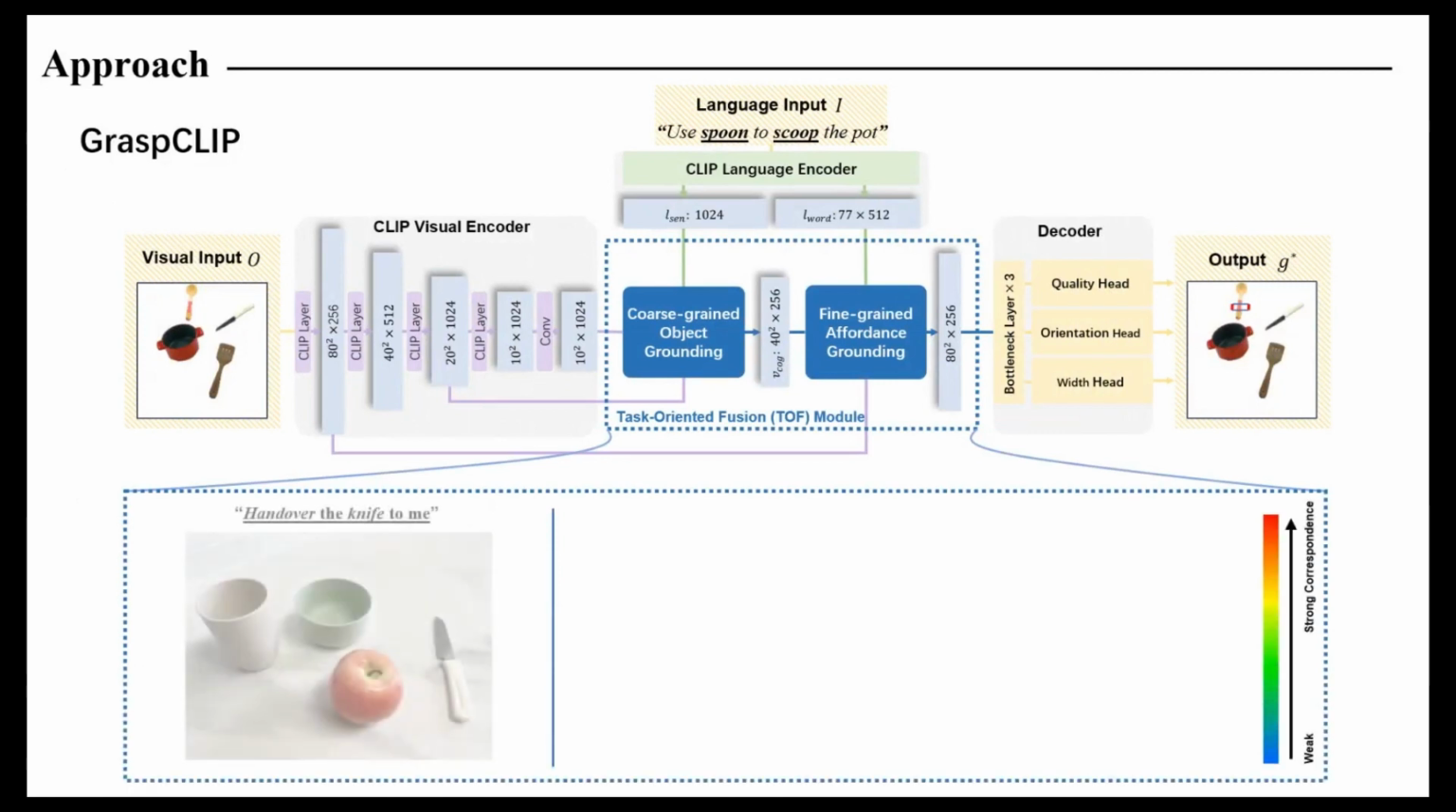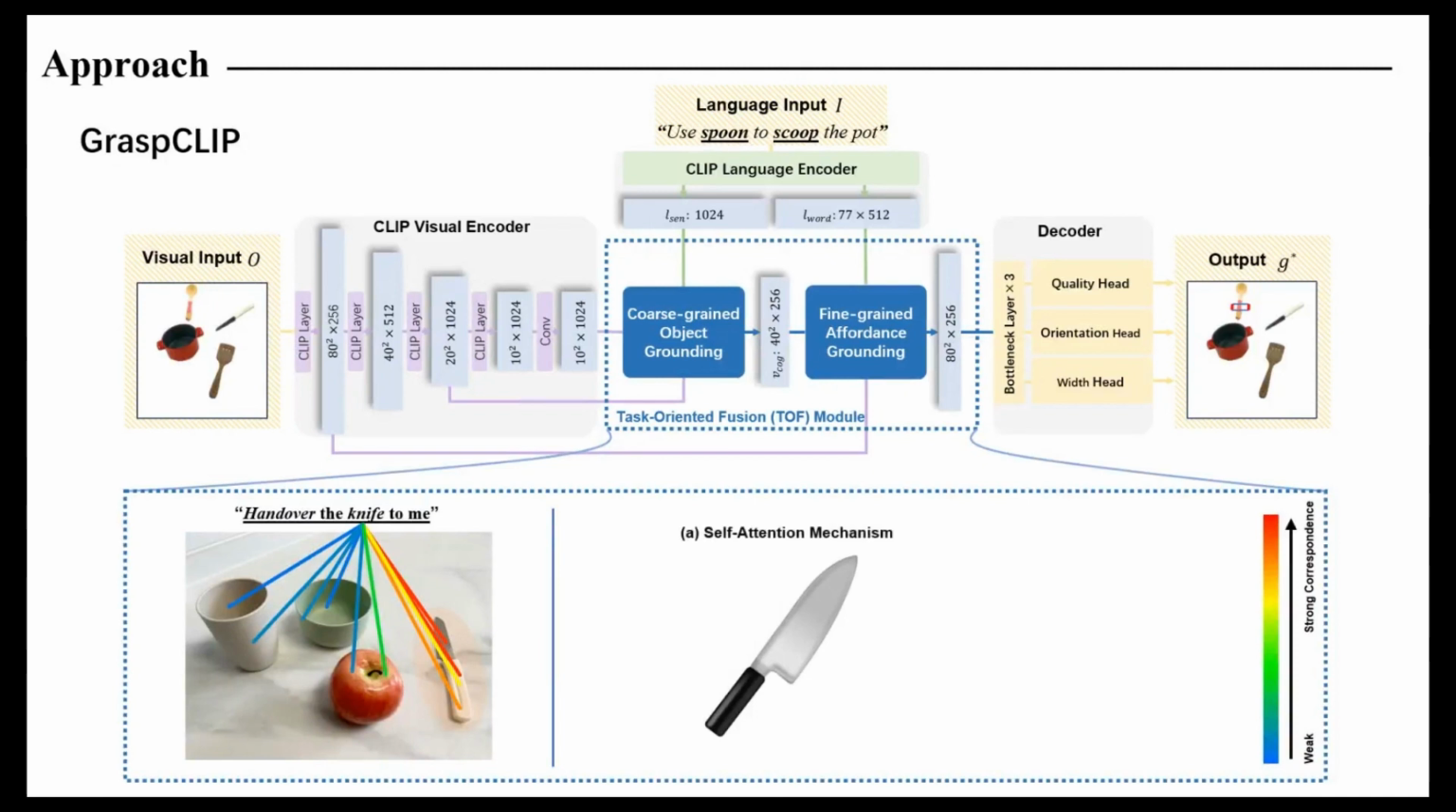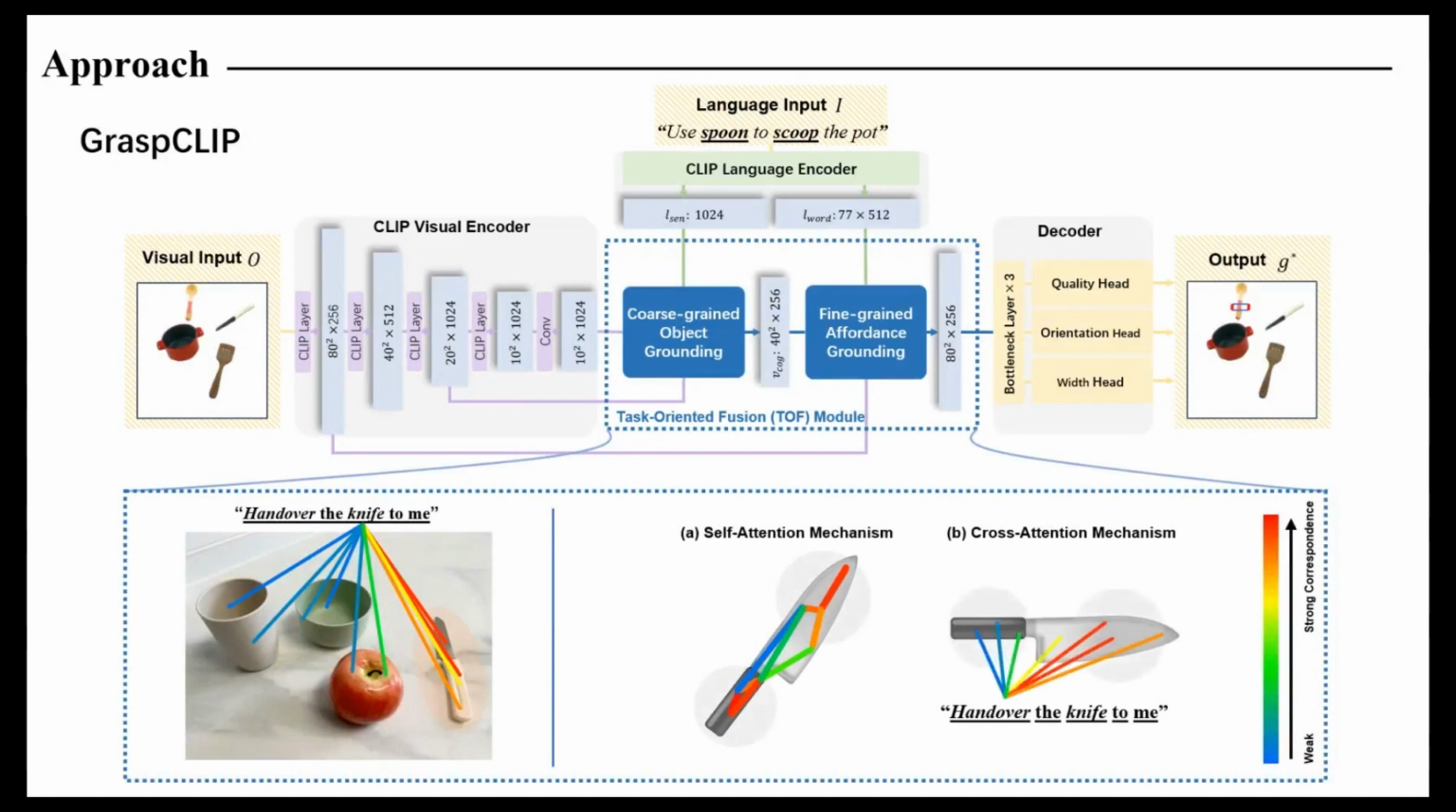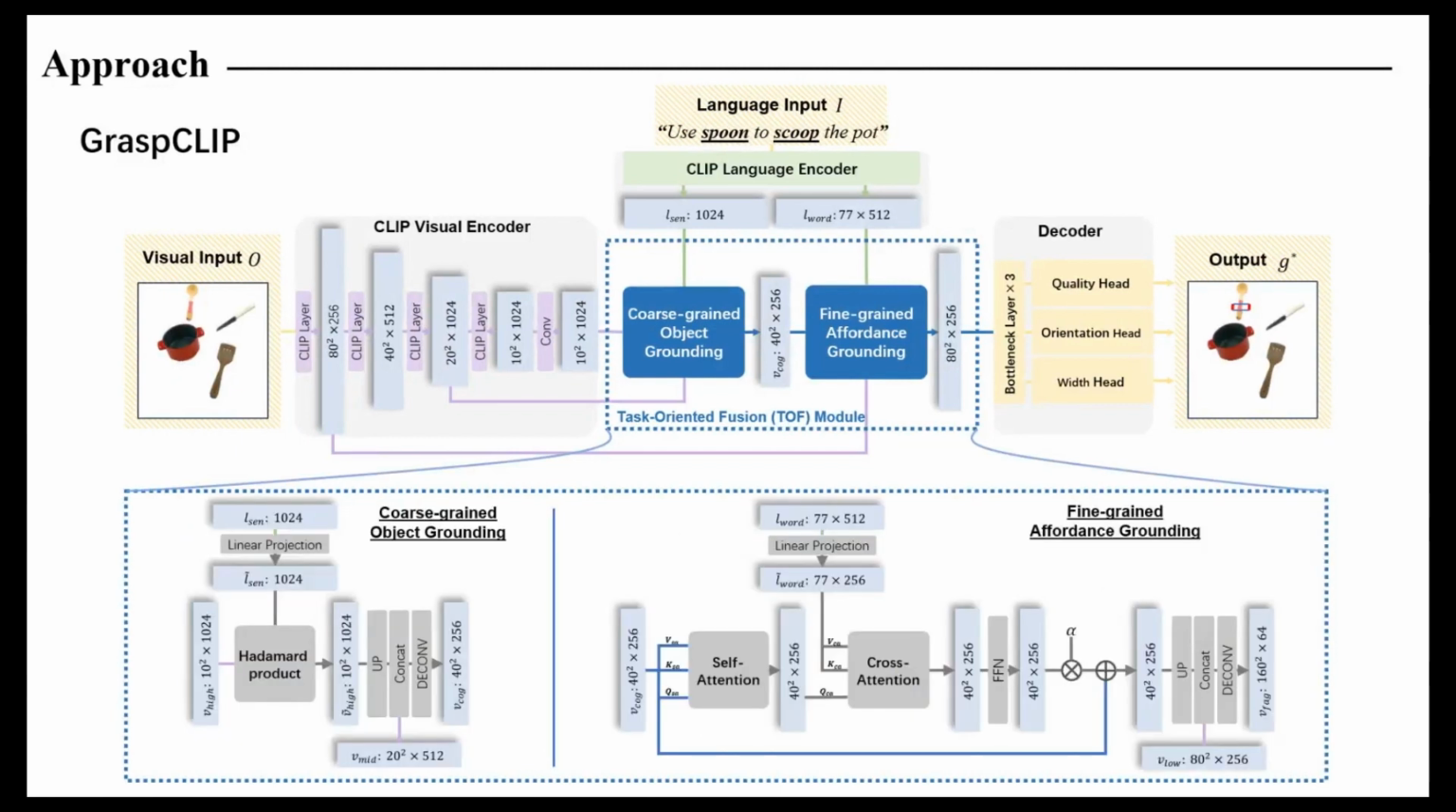Specifically, the COG module coarsely grounds the entire sentence to the target object. An FBG module utilizes a self-attention mechanism to explore the affordance regions on the target object, and a cross-attention mechanism to establish fine-grained correspondences between the affordance regions and word tokens, especially task and object tokens. The structure of each component is provided in this slide.